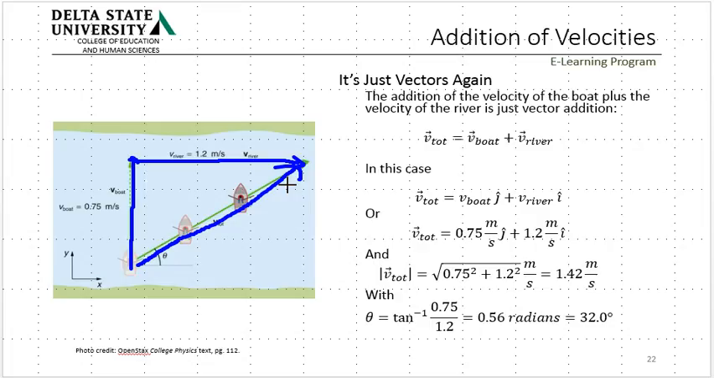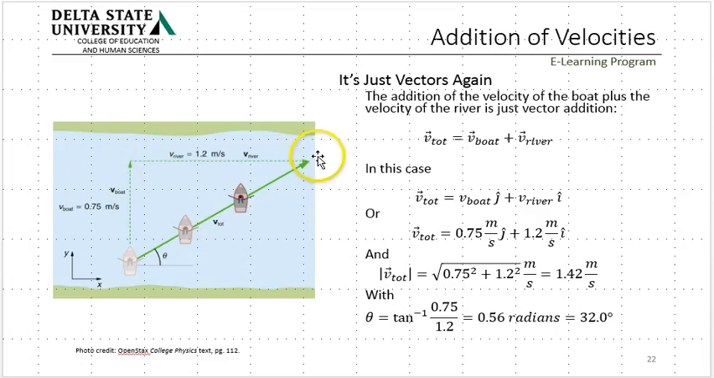Whenever you are working these addition of velocity problems, it's important to think in terms of velocity of this relative to that, velocity of that relative to that other thing, right? So in this problem, the question is, what's the velocity of the boat with respect to the shore if the boat heads straight across the water with respect to the water at 0.75 meters per second, and the river is flowing at 1.2 meters per second this direction?